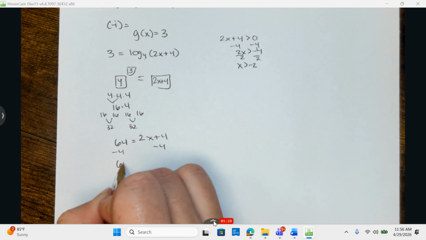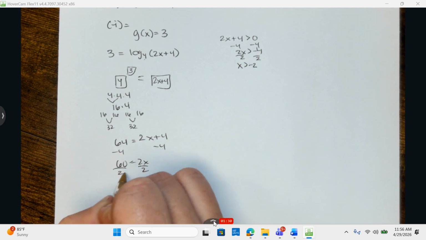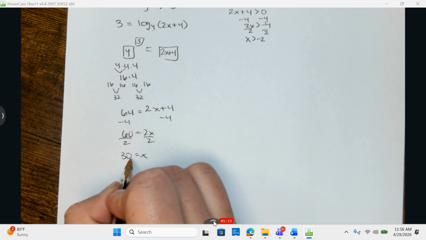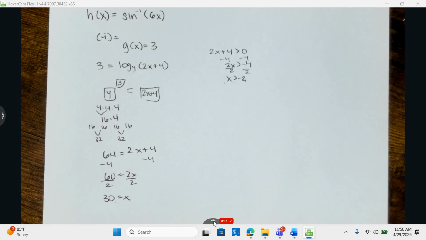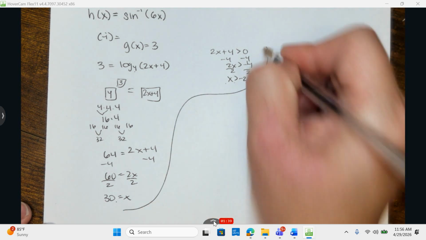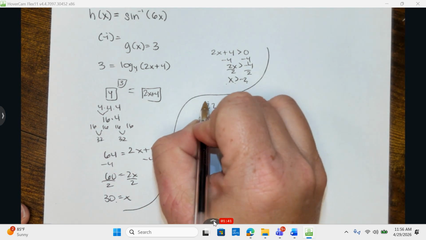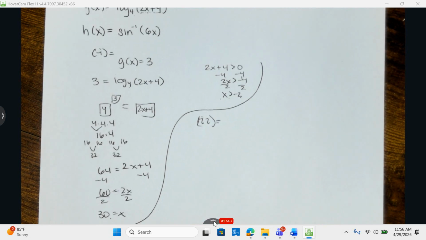Subtract 4, 60 equals 2x, divide by 2, divide by 2, 30 equals x. 30 is greater than -2, that means it's part of the domain. Okay, let me just make a little space here, and we're going to go on to the second part, which definitely looks confusing, easier than you think.